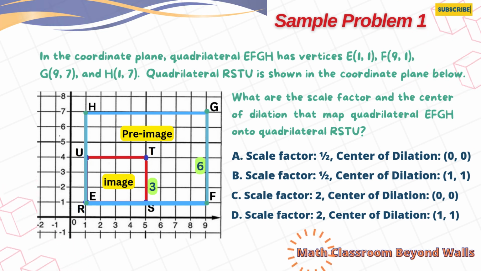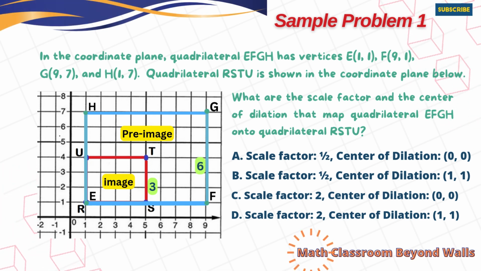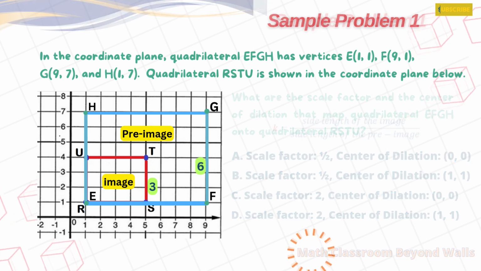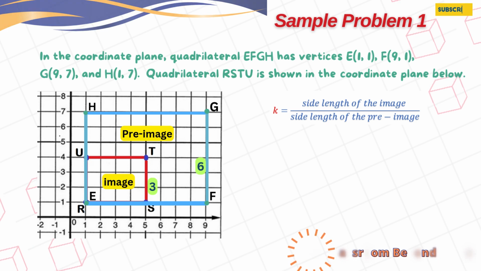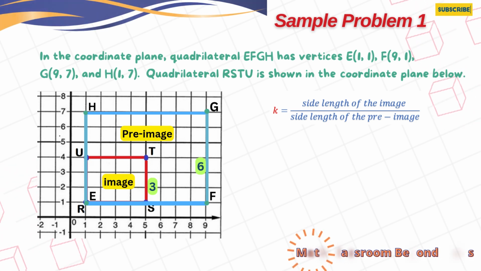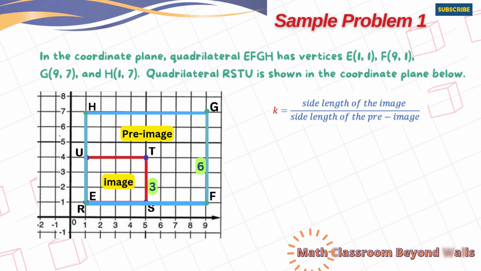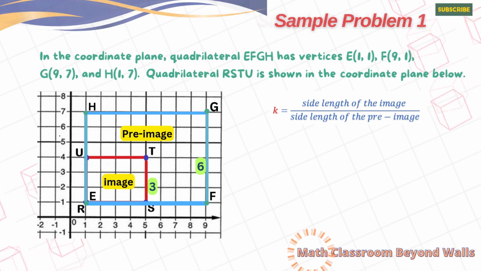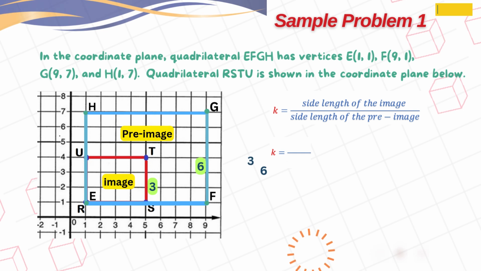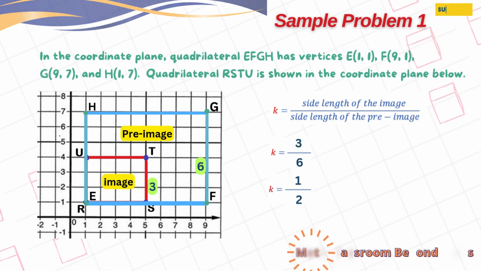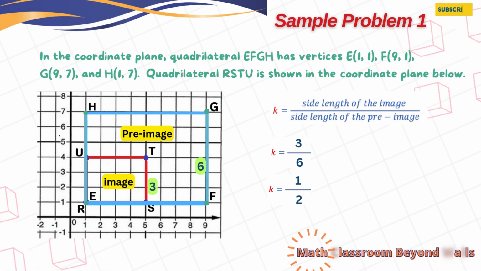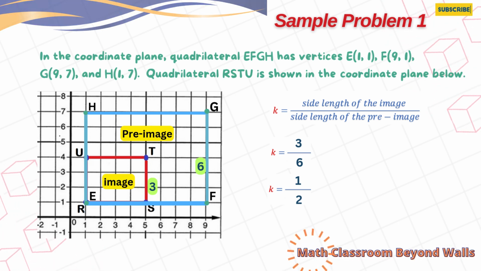Now, we can get the scale factor K by using this formula, where K is equal to the side length of the image over the side length of the pre-image. Plugging in the values we got earlier, K is equal to 3 over 6. And this is equal to 1/2. There you are, learners. The scale factor K is 1/2.